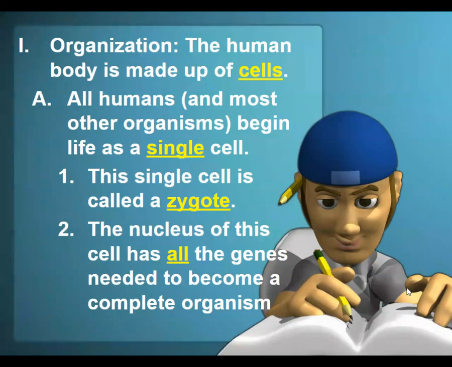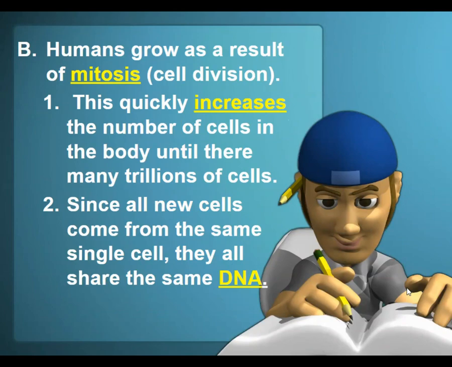The nucleus of this cell has all the genes that it's needed to become a complete organism. Humans grow as a result of mitosis, or cell division, and this quickly increases the number of cells in the body until there are many trillions of cells. And since all new cells come from the same single cell, they all share the exact same DNA.